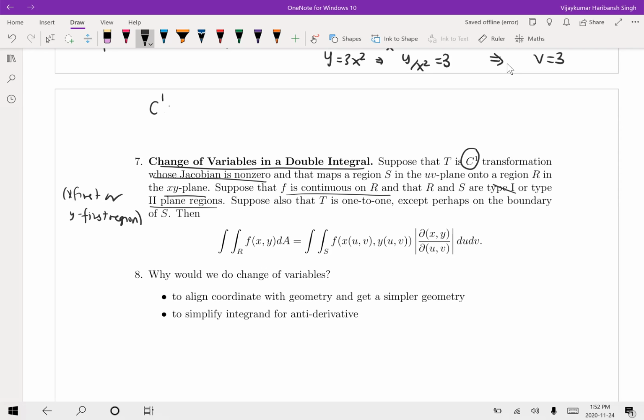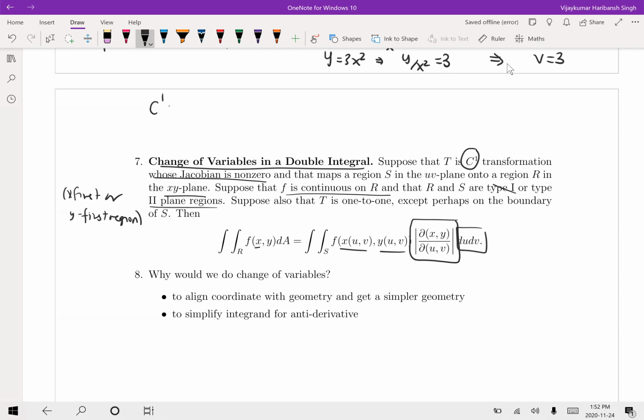Suppose also T is one-to-one except at the boundary. Then we get that the double integral over R of f of x, y dA is, instead of x, y, you substitute u, v. X is a function of u, v, so write that. Y is a function of u, v. The important part here is that we have du dv, but it is multiplied by this Jacobian, and this gives you the transformed integral.